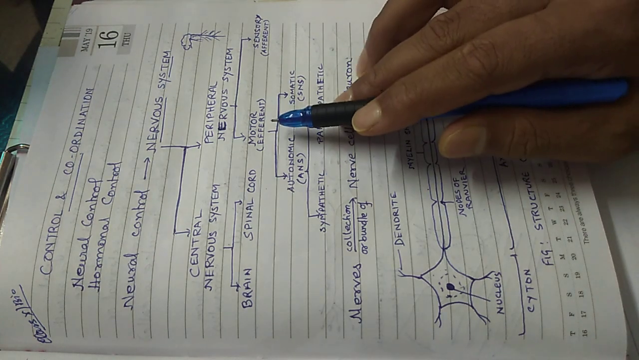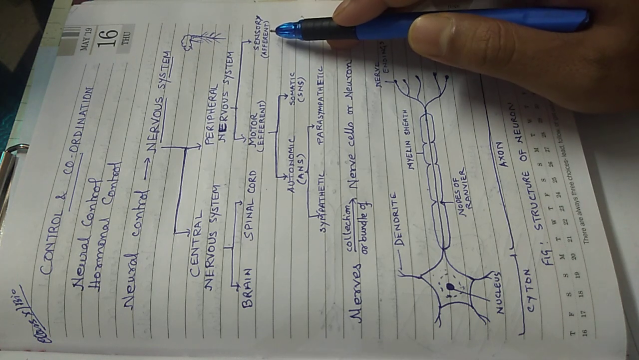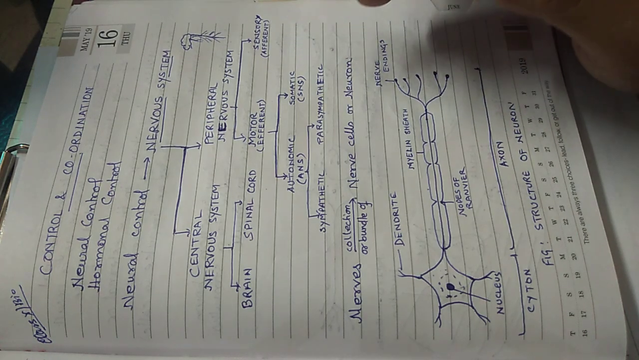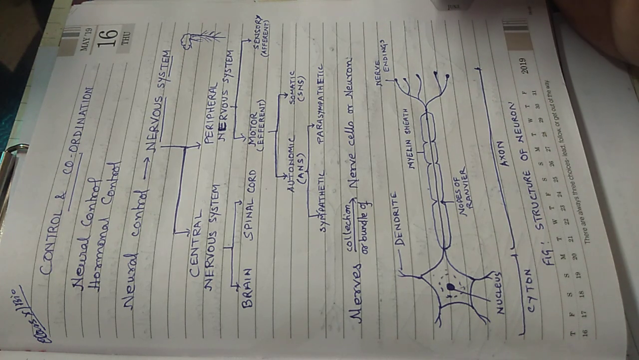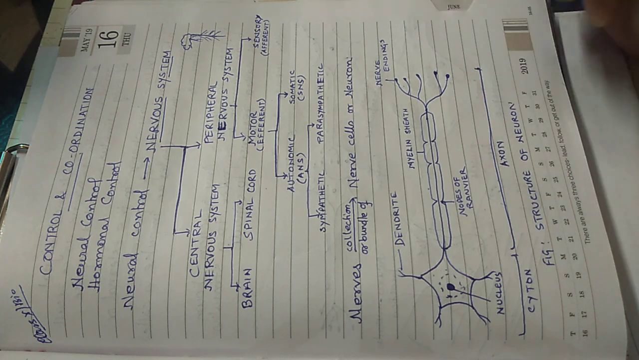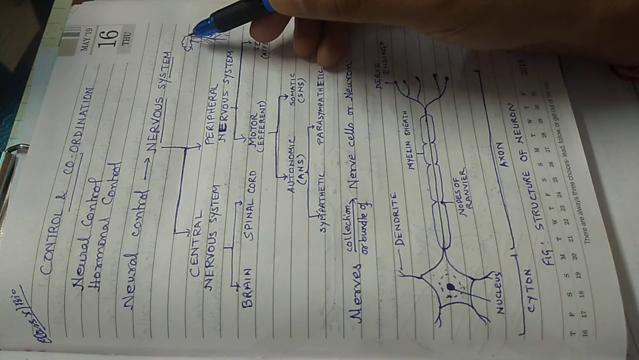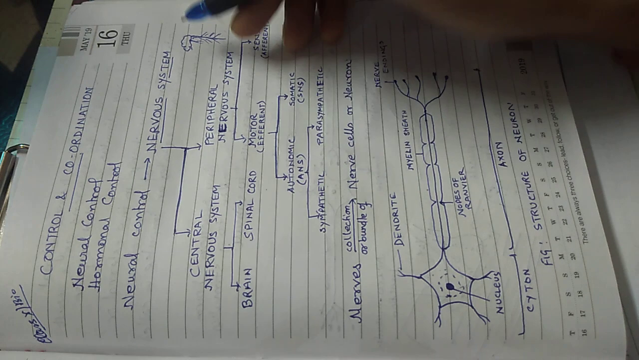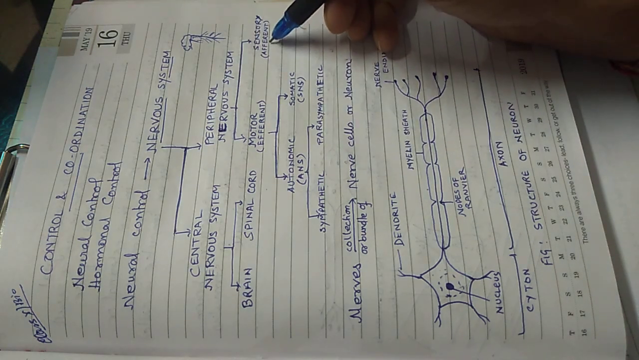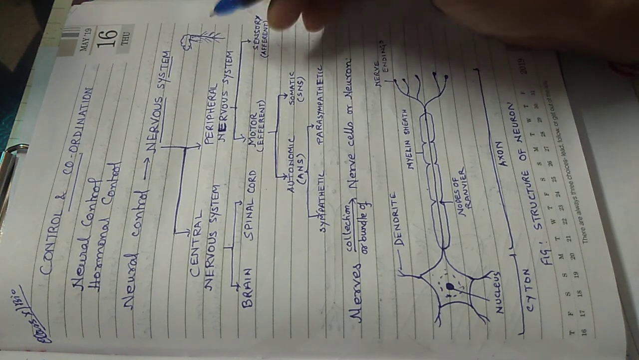Now these nerves are of two types, motor nerves and sensory nerves. Sensory nerves are those nerves which carry signals from the sense organs. We have those 5 sense organs. From all the 5 sense organs, the stimulus or the impulse will be carried by these nerves and handed over to the central nervous system. That's why they are called afferent. Afferent means to bring to. So from different parts of the body, the sensation will be brought to the central nervous system.